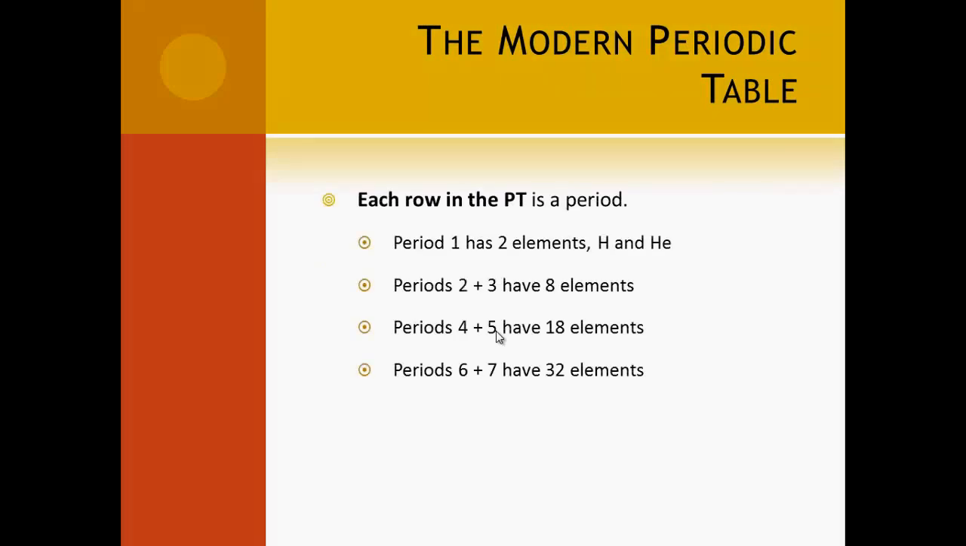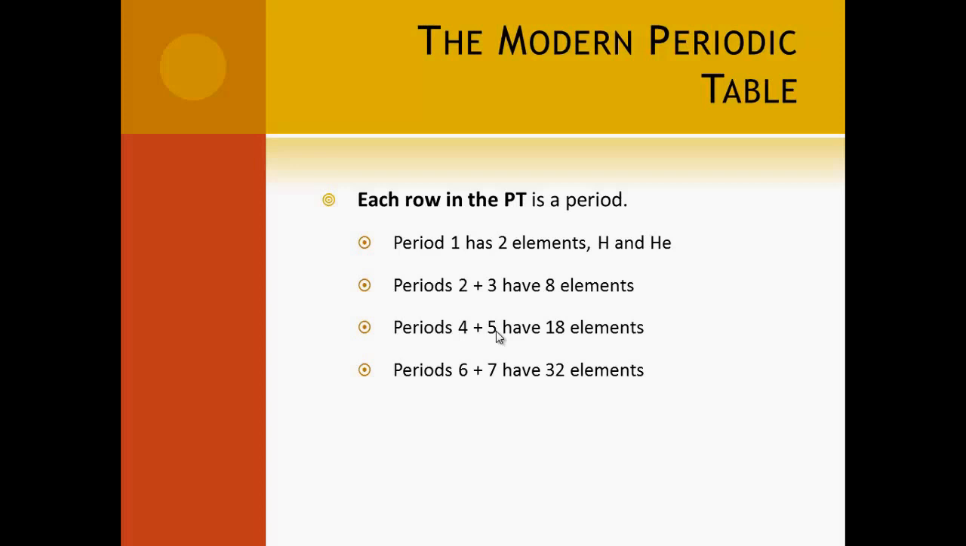Each row, which is the horizontal, left to right, in the periodic table is a period. We call them periods. So period 1, that first row, has two elements. It has hydrogen and helium. And that's because that first energy level can only hold 2 electrons.